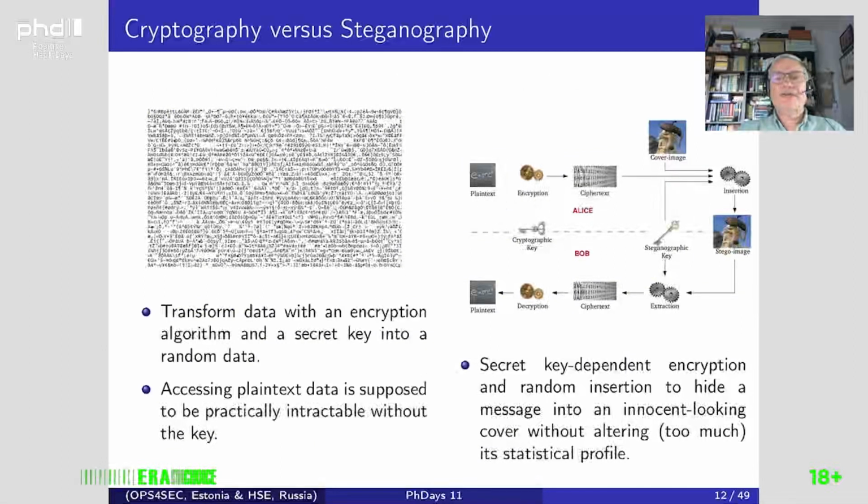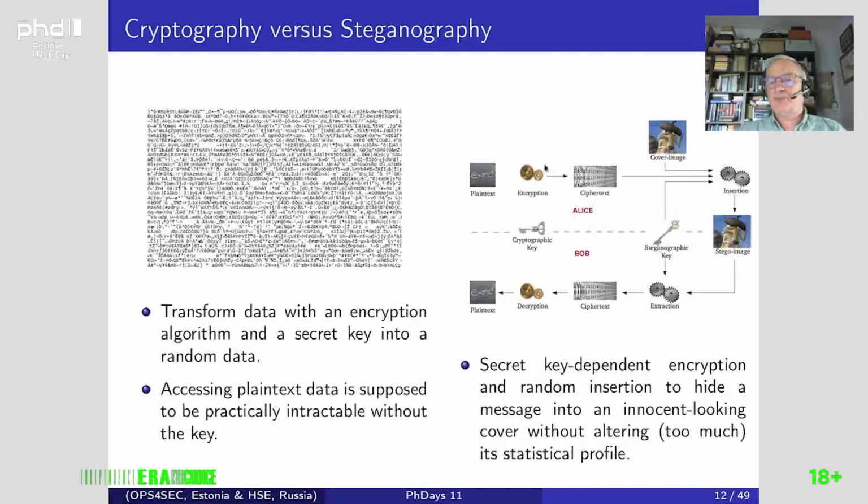So let us compare cryptography versus steganography. On the left, you have cryptography, sorry. You transform plain text data into non-plain text data, encrypted data, with a secret key. And the data, once encrypted, looks like random data. We suppose in the security analysis that to recover plain text data, you have to recover the key, which is supposed to be intractable, even though the algorithm is supposed to be known.